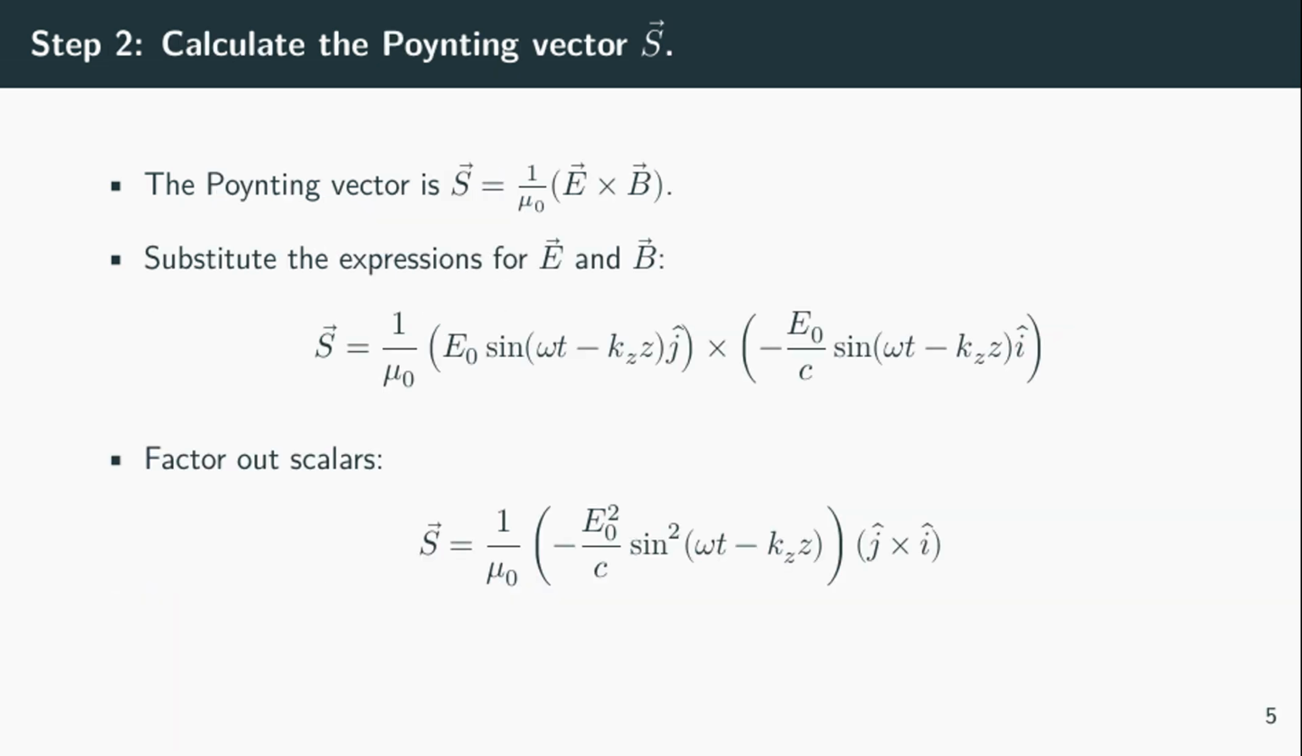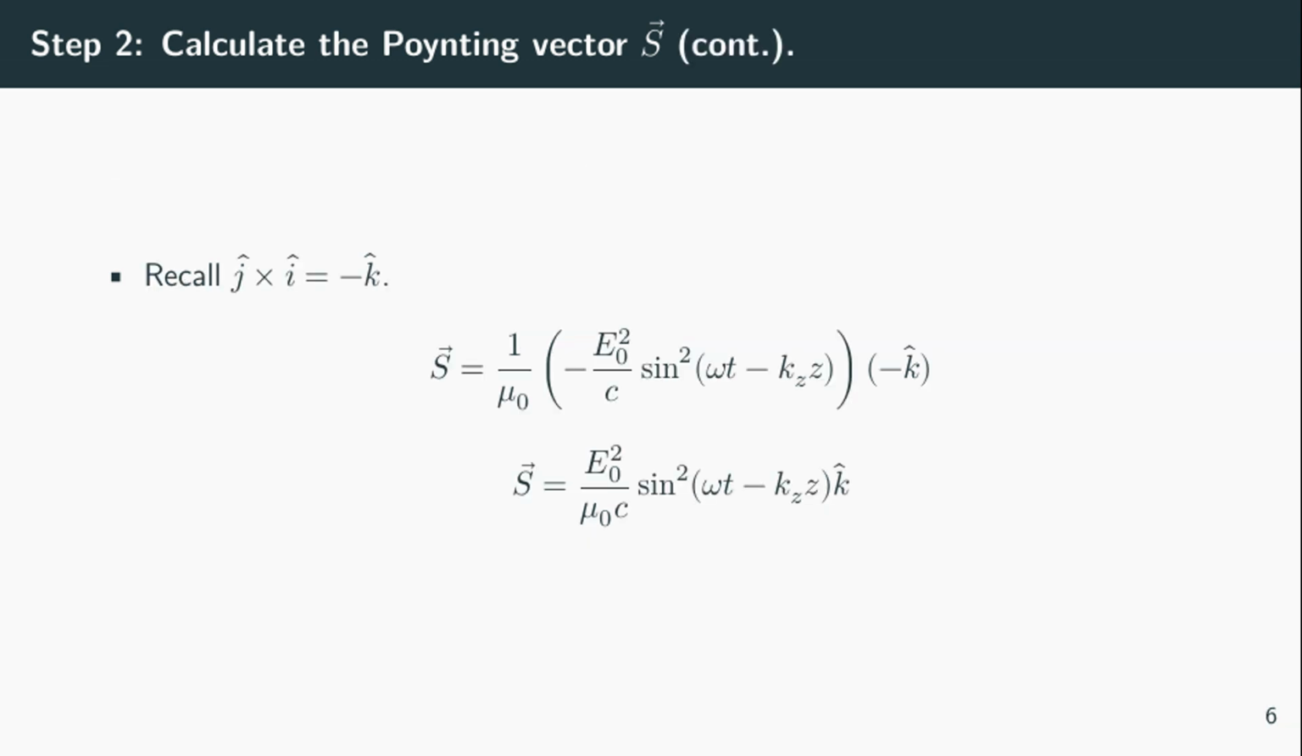Okay, now that we have both E and B, we can calculate the Poynting vector S vector. The Poynting vector is defined as 1 over mu naught times the cross product of the electric field and the magnetic field: S vector equals 1 over mu naught times E vector cross B vector. Let's substitute the expressions we have for E vector and B vector. S vector is 1 over mu naught times E naught sine of omega t minus k sub z z in the j hat direction, crossed with negative E naught over c times the sine of omega t minus k sub z z in the i hat direction.